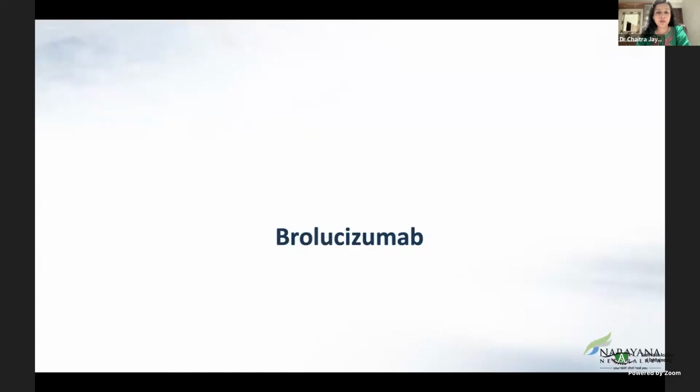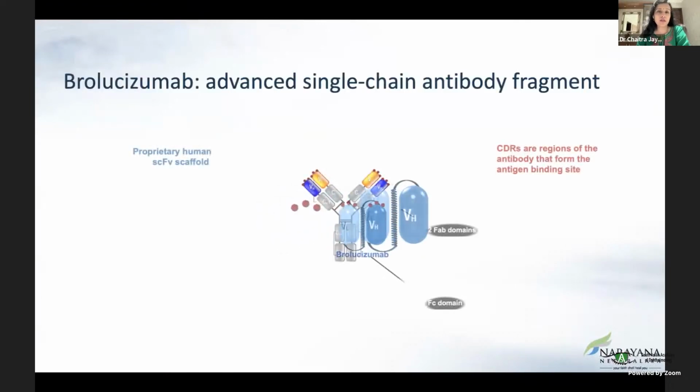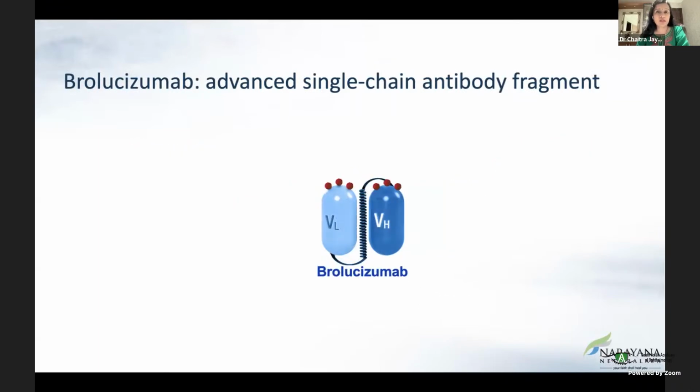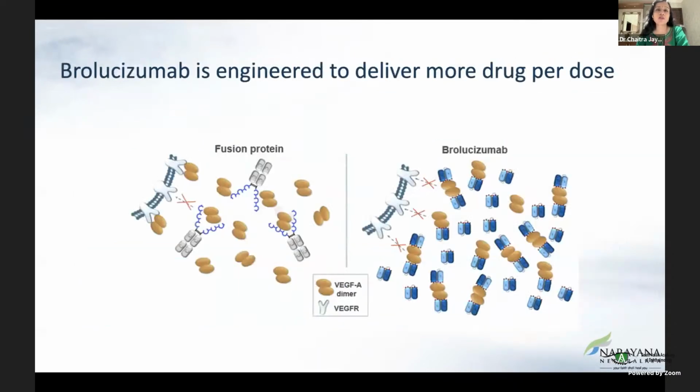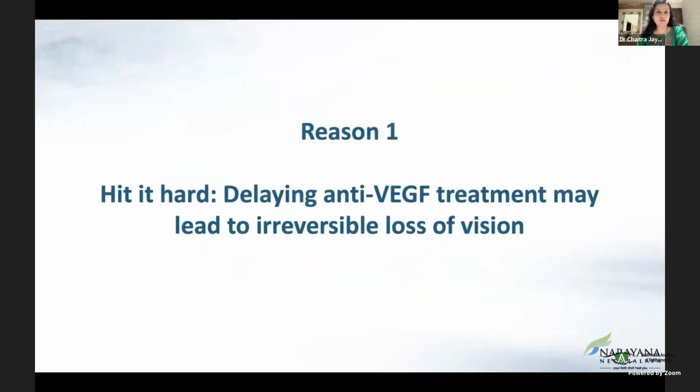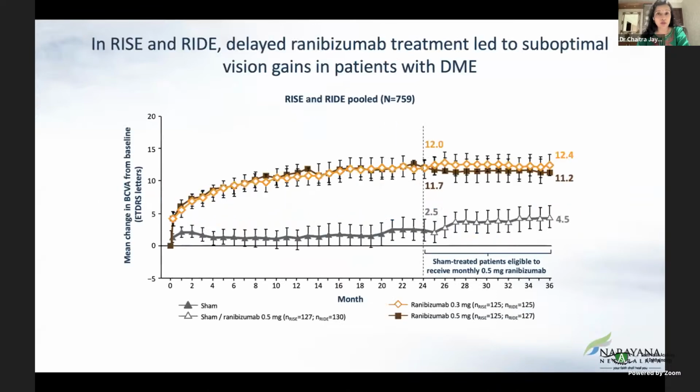Well, about the drug itself, we know about its molecular structure. It's a single-chain antibody fragment, and it has more VEGF binding ability per volume compared to the others that we have. And it's also engineered to deliver more drug per dose. So with these advantages, I think we will definitely be able to look at an increased durability of the drug itself. So why use it as a first line? We want to hit it hard. We know that delaying anti-VEGF treatment may lead to irreversible vision loss.